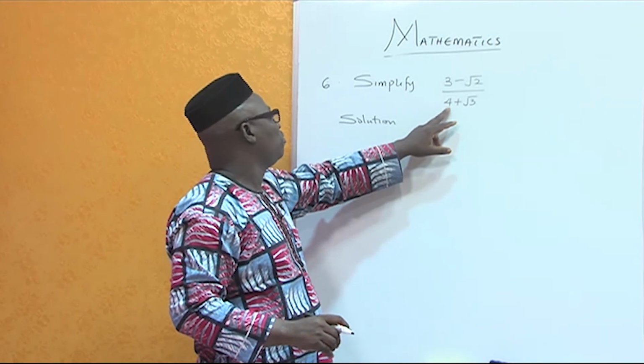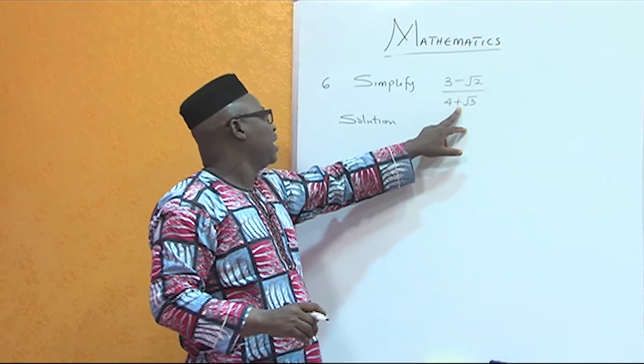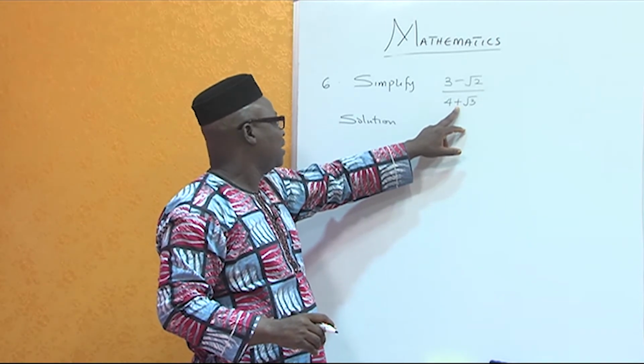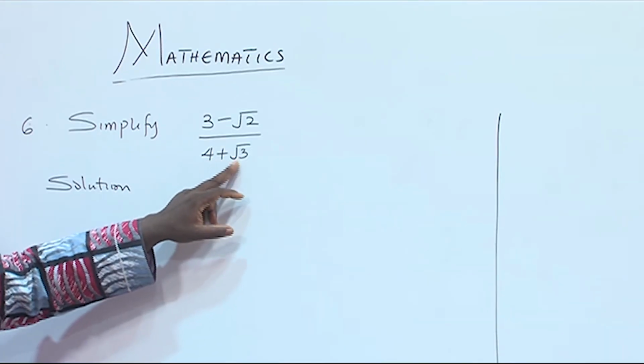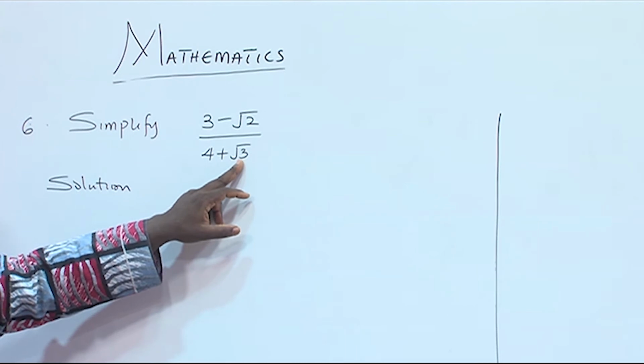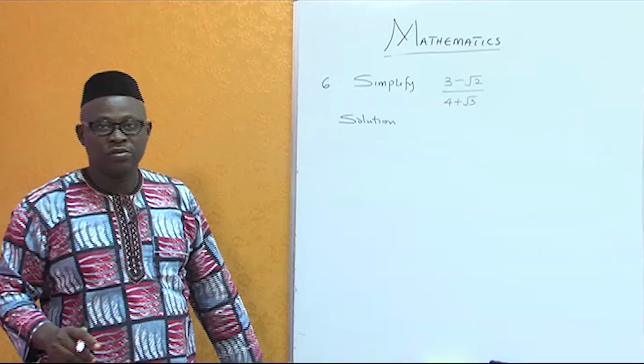It is still going to be 4, but the sign will be reversed. That is, we'll alternate the sign. The sign is now going to be negative. Instead of using 4 plus root 3, I'm going to use 4 minus root 3. If it were to be minus that we have there, I'll use plus.